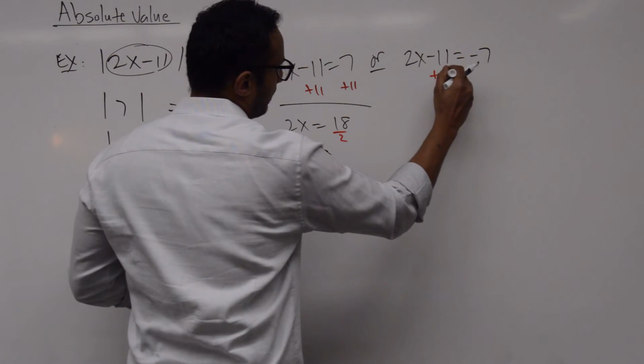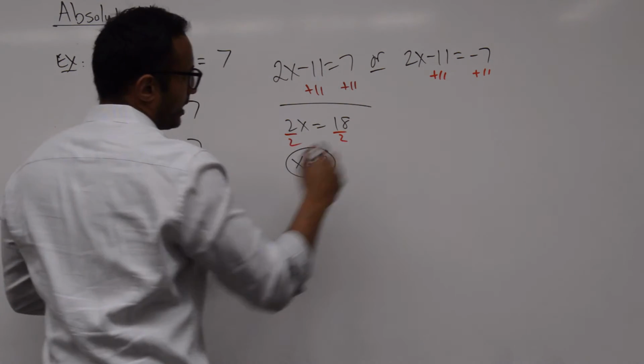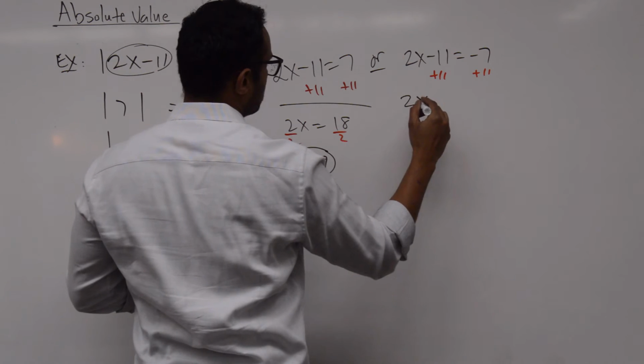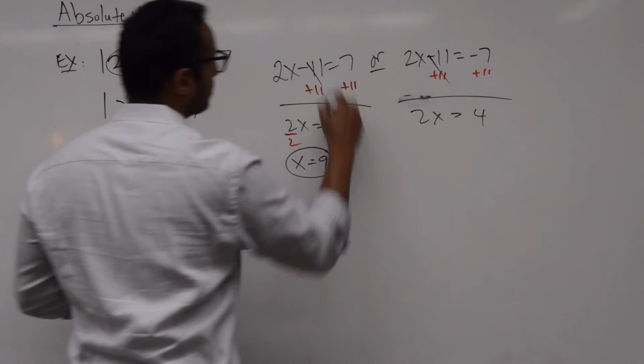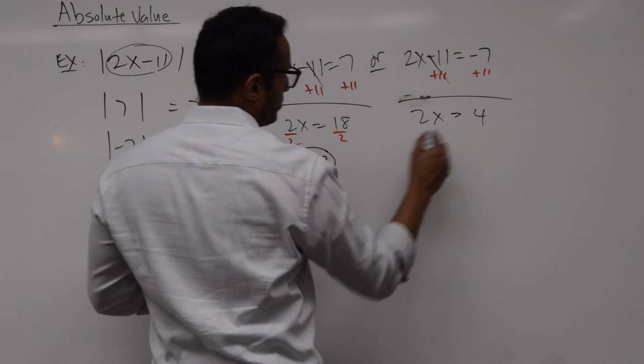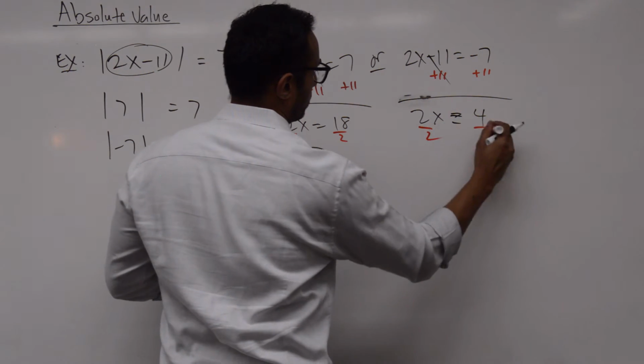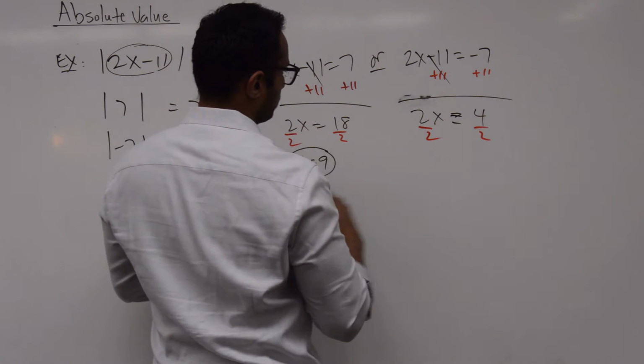Here, we add 11 to each side, so we're going to get 2x equals 4. If you divide by 2, we're going to get x equals 2.